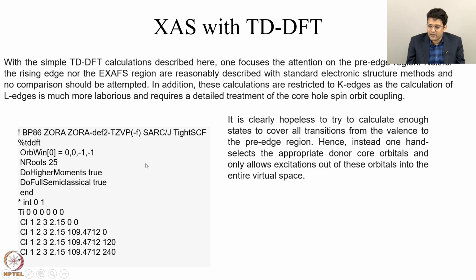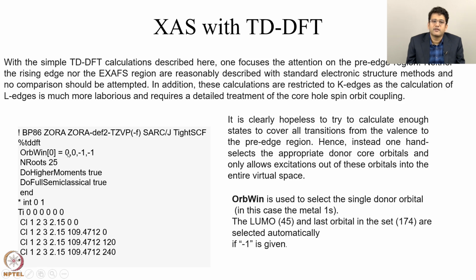So, if I see the orbital window, there is first 0 0. That tells what your donor orbital is. So, the 0 0 means the excitation happens only from the first orbital. My test system is TiCl4. So, this will be the 1s orbital from Ti, and this -1 selects that all the virtuals are possible, starting from LUMO to the last virtual, and I need the quadrupole moment and the full semi-classical treatment, and I should calculate 25 roots. So, let us do this calculation.